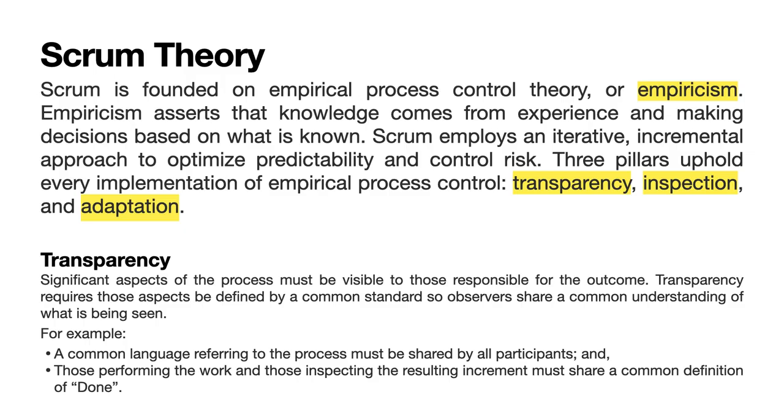Transparency. Significant aspects of the process must be visible to those responsible for the outcome. Transparency requires those aspects be defined by a common standard so observers share a common understanding of what is being seen. For example, a common language referring to the process must be shared by all participants, and those performing the work and those inspecting the resulting increment must share a common definition of done.